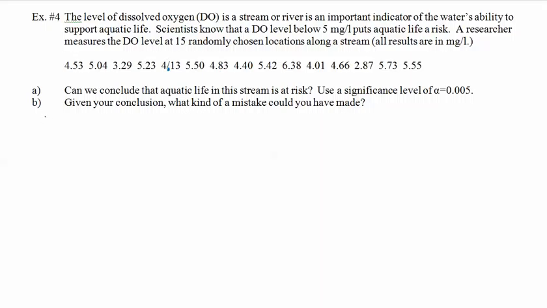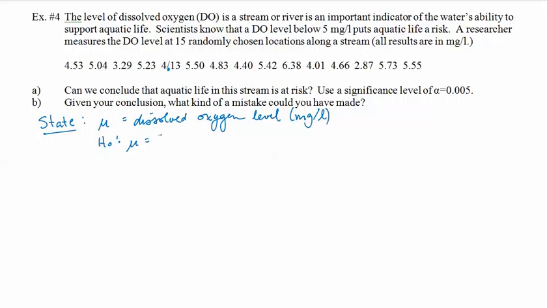So once again, we are going to start with state. The mean is the dissolved oxygen level in milligrams per liter. And our null hypothesis is that mu is 5 milligrams per liter. And our alternative hypothesis is that mu is less than 5 milligrams per liter.